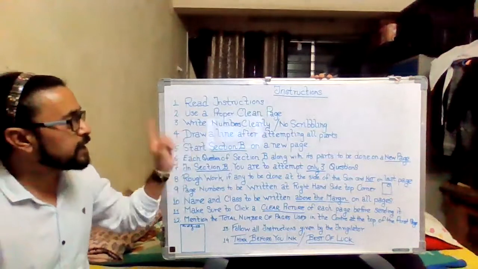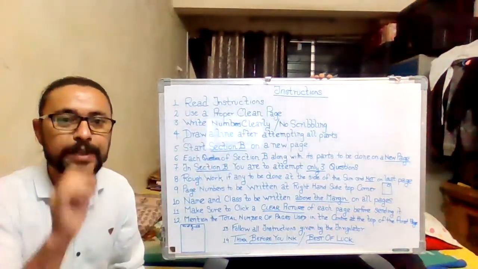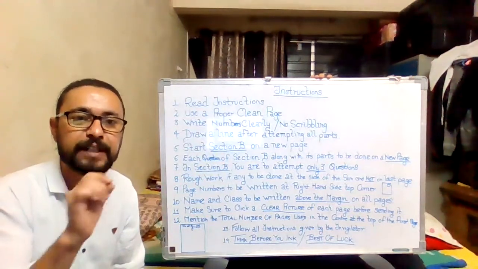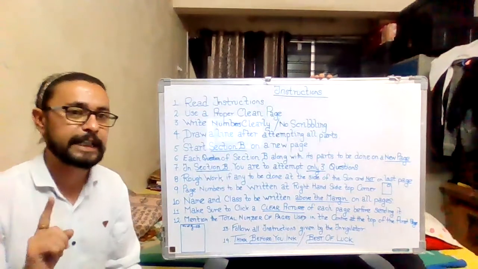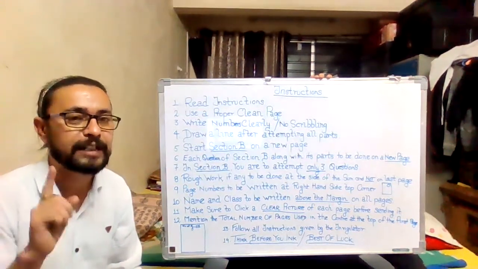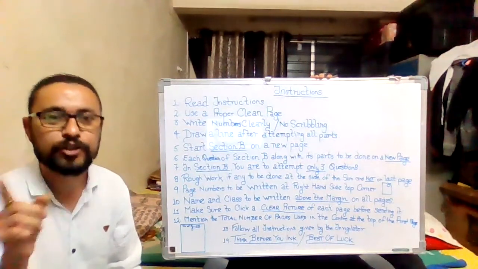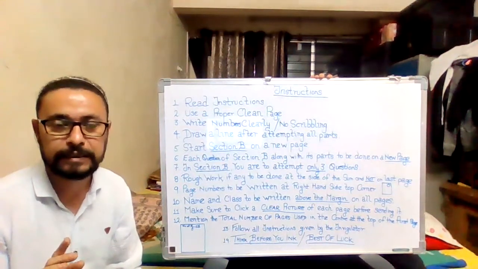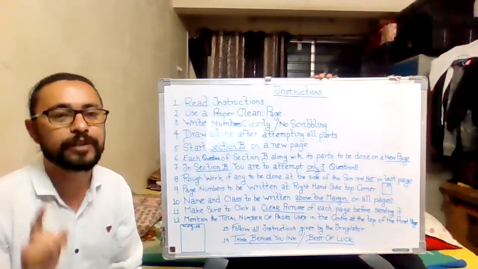Point number 3, write numbers clearly, no scribbling. When you're making your numbers, make sure your numbers are written very clearly. Your 3 should look like a 3 and should not look like an 8. Your 7 should look like a 7 and it should not look like number 1. Your 5 should look like 5 and it should not look like S. So be very clear with your writing of your numbers.